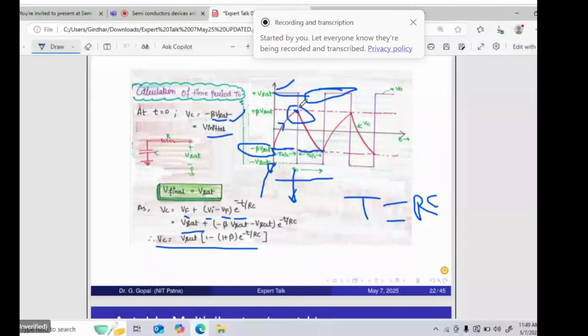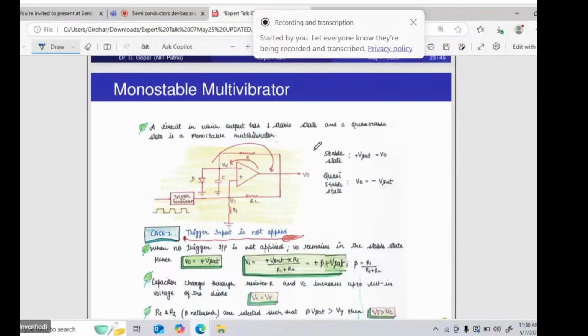So now come to the monostable multivibrator. Monostable, with the meaning of the name, means there is only one stable state, and the second state is quasi-stable state. How can you understand quasi-stable state with a physical analogy? For example, suppose there is some hill and there is a ball here, right? Is it possible to retain this ball on top of the hill? No, it will be either here or here only.